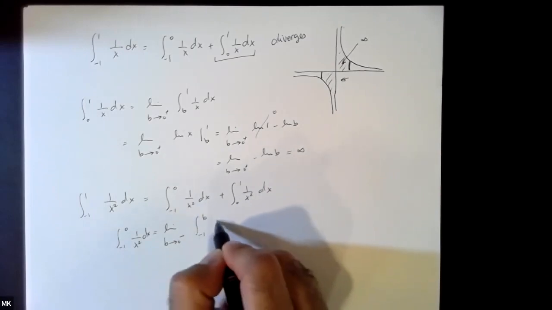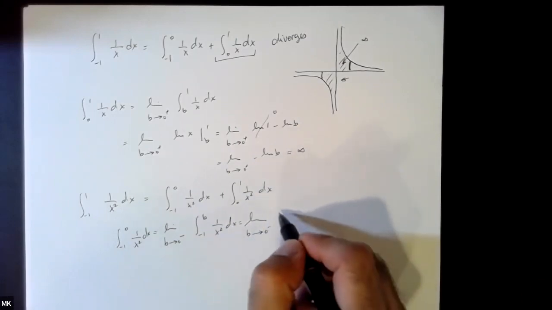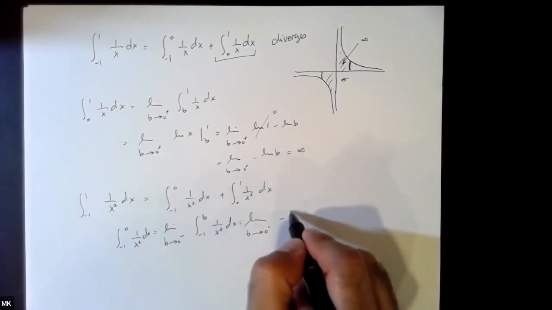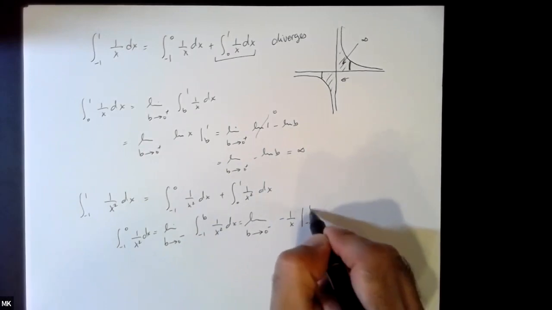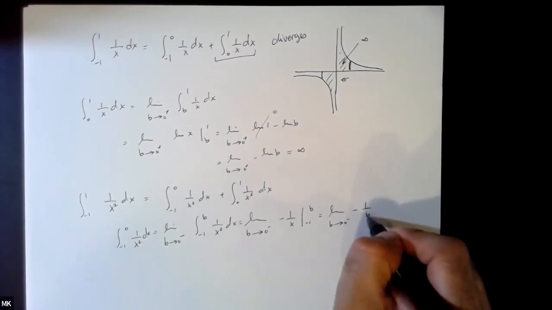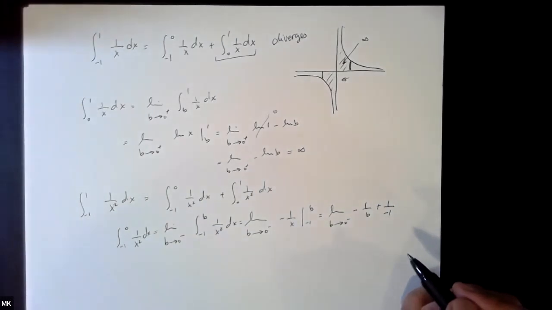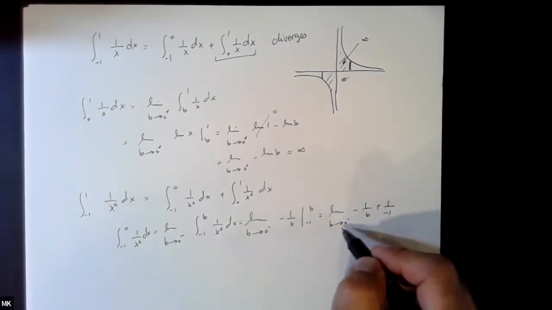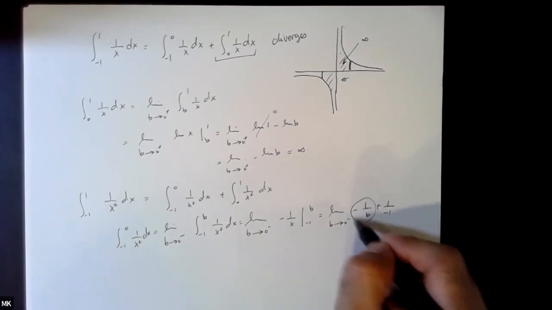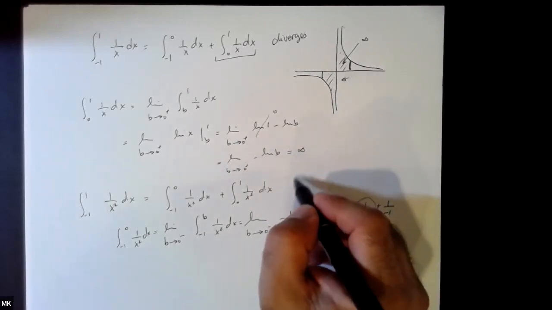Integral negative 1 to b of 1 over x squared dx, which is the limit as b goes to 0 from the negative side of the antiderivative, negative 1 over x, from negative 1 to b. This is going to be the limit as b goes to 0 from the negative side of negative 1 over b plus 1 over negative 1. Once again, as b goes to 0, you're going to have a problem. You're going to have an infinite value there.